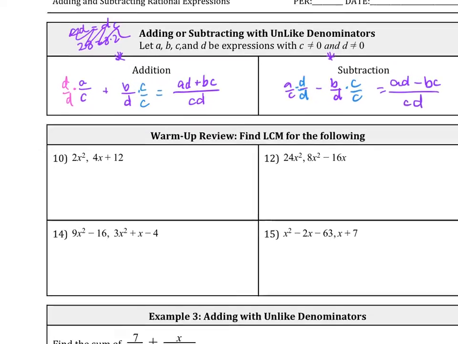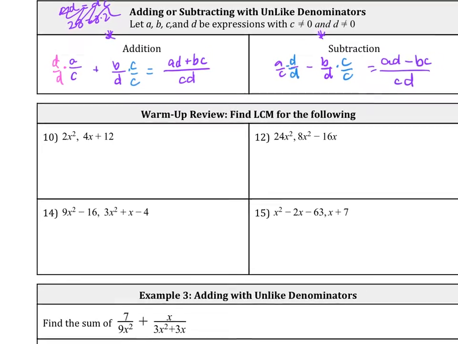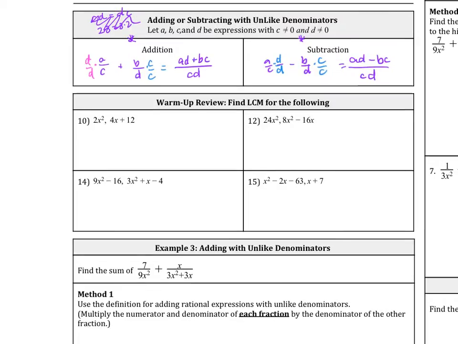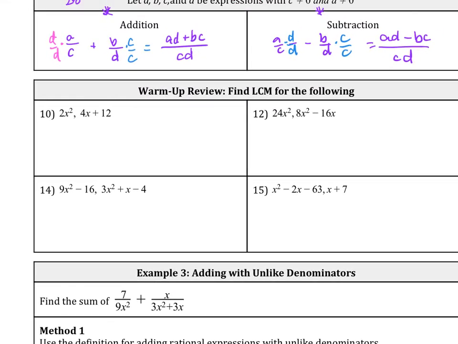But before we get to that, let's review finding the LCM, because that's going to help us out with something like this. Then we're going to use both methods so you can see what the difference is. Let me go ahead and try number 12 here. We're going to find the LCM for 24x squared and 8x squared minus 16x.